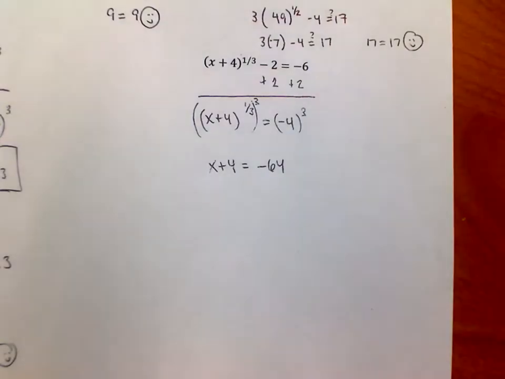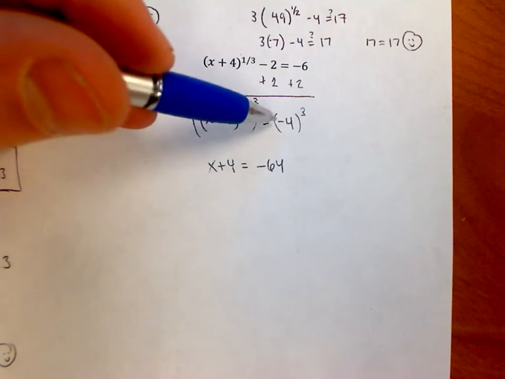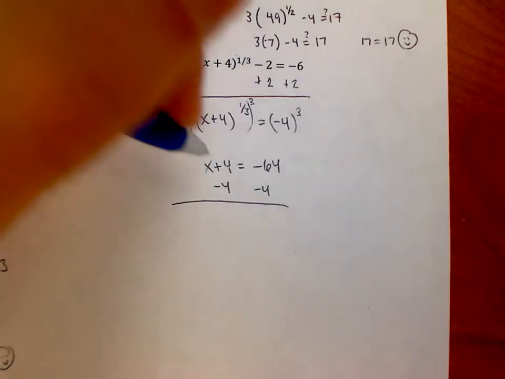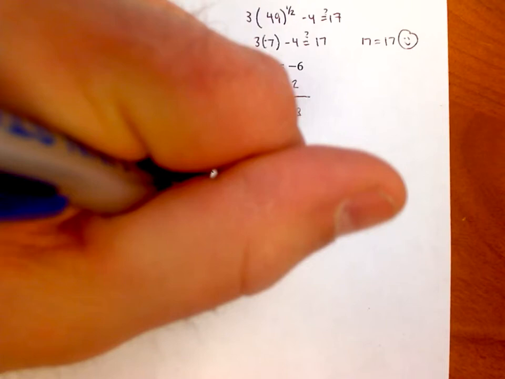There we go. You need to get the negative value out. We need to put parentheses around this because we're cubing the whole side. Now, one last step, we need to subtract 4 from both sides because I got x plus 4 on the left, and that gives me x is -68.